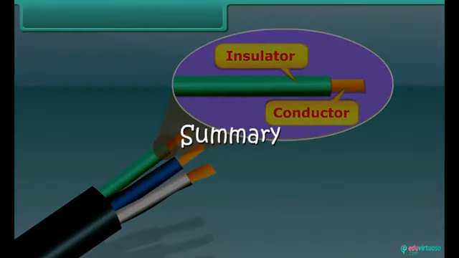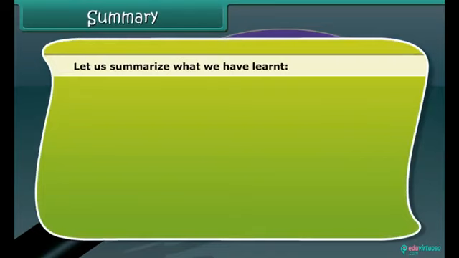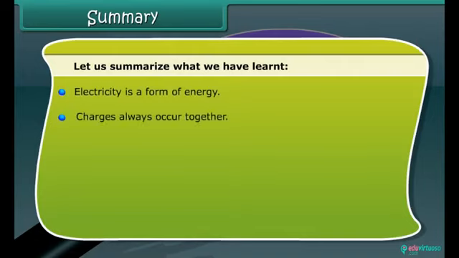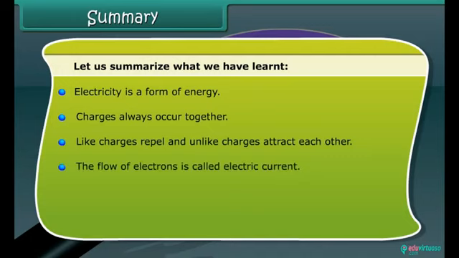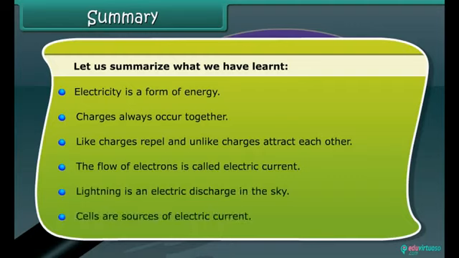Summary. Let us summarize what we have learned. Electricity is a form of energy. Charges always occur together. Like charges repel, and unlike charges attract each other. The flow of electrons is called electric current. Lightning is an electric discharge in the sky. Cells are sources of electric current.